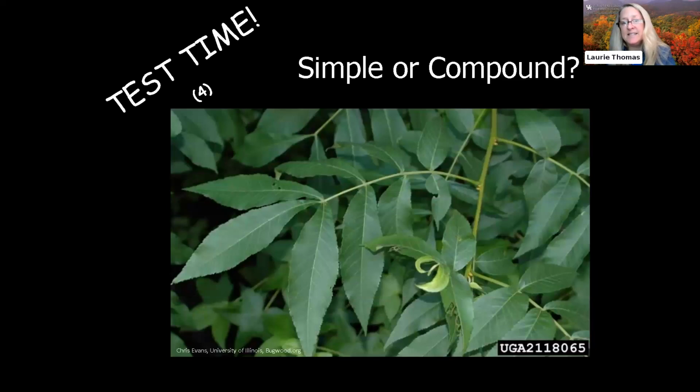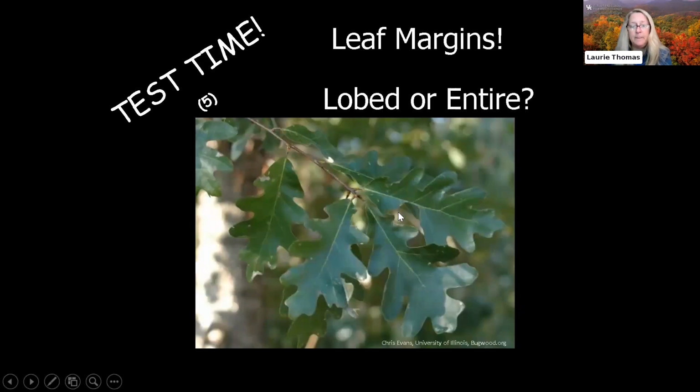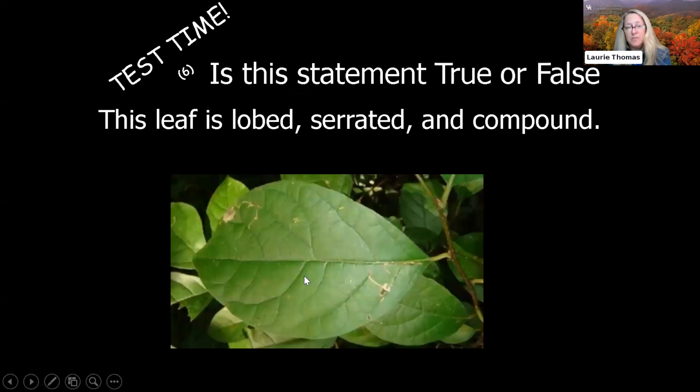All right, is this a simple or a compound leaf? A little trickier, but we picked out one that's got nice sulfur yellow buds. We can see there's our bud there. So this is a compound leaf. This is actually bitternut hickory, one of our hickories. Okay, now we're looking at leaf margins. Is this a lobed leaf or an unlobed leaf? Well, we used it as an example, so hopefully everybody got it's a lobed leaf. And this actually is one of our white oaks because it has the rounded lobes.